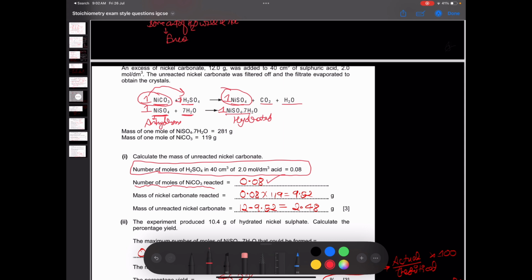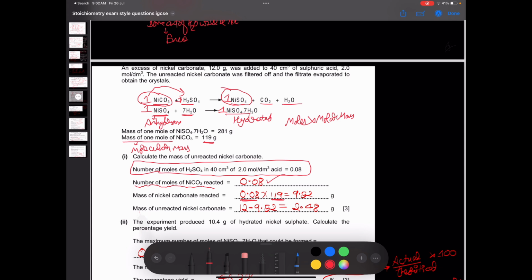Then mass of nickel carbonate reacted. Now, if you know the moles of a species, you multiply it with its molar mass. Molar mass means molecular mass, to get the mass reacted. So 0.08, and I have multiplied it with 190 because the mass of 1 mole is the same as the molecular mass.